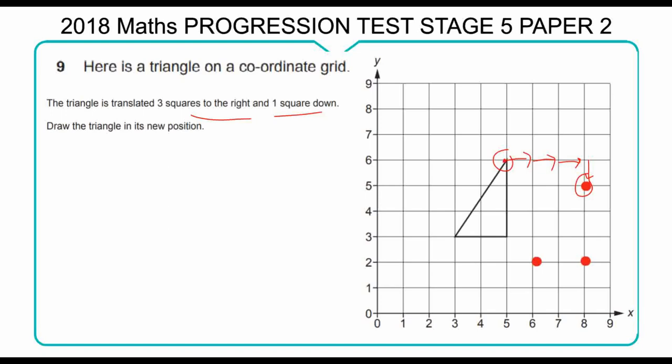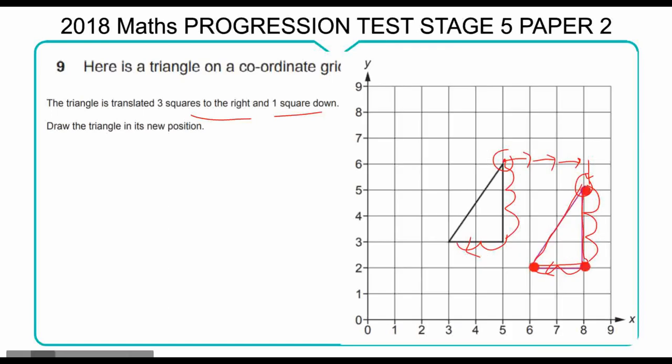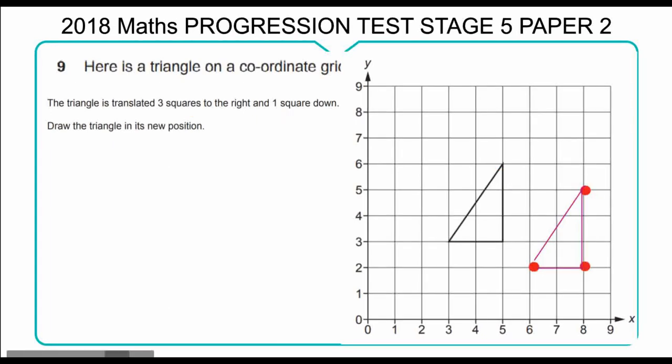So we have 1, 2, 3 down, so we make 1, 2, 3 down, and then 1, 2 left, and we make 1, 2 left. So we have these 3 coordinates, we just have to connect them to get the answer. Alright, that will be our answer. Next, let's move on.